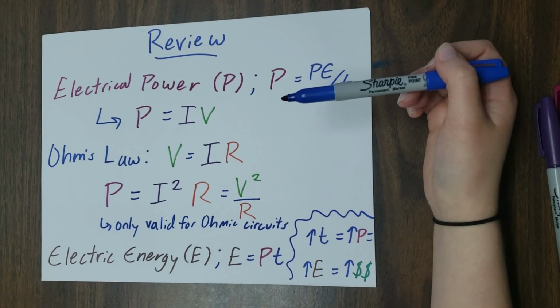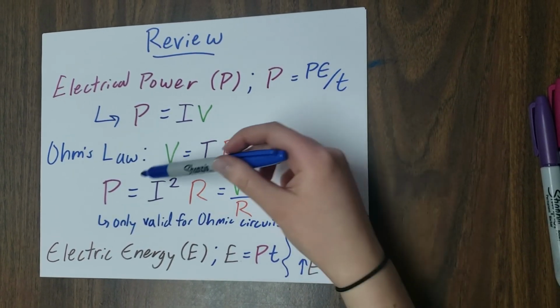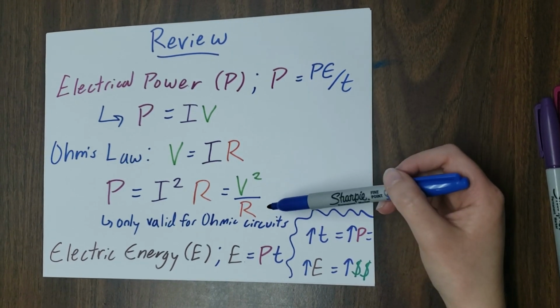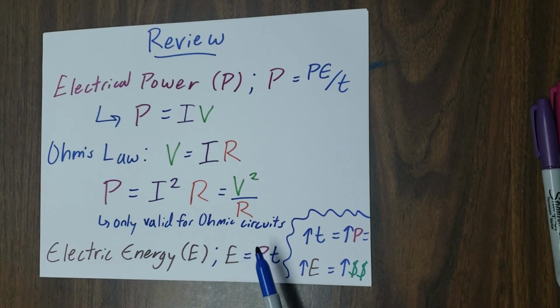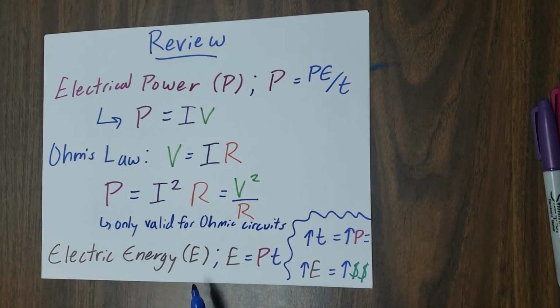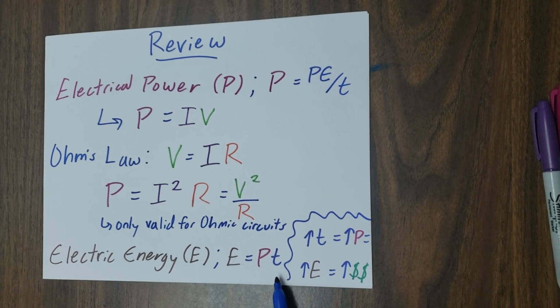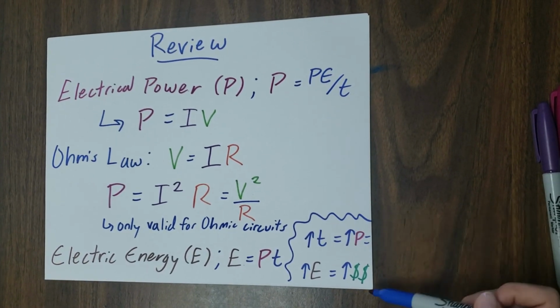We learned that the equations derived from Ohm's law, P equals I squared times R and P equals V squared over R, are only valid in circuits that use resistors that obey Ohm's law. We also learned that electric energy is related to electric power by the equation E equals PT, meaning that as you increase the time using a certain level of power, your energy will also go up.